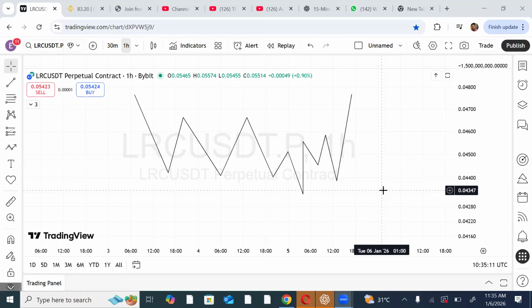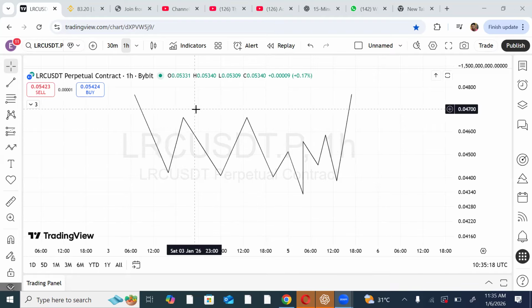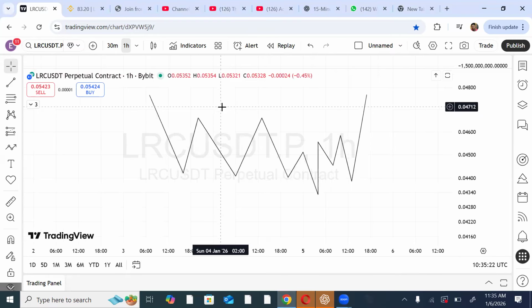This 15-minute scalping strategy works every single day. Now, I'll walk you through a step-by-step guide on how you can achieve this. The first thing you want to know is that the market has different phases, right?